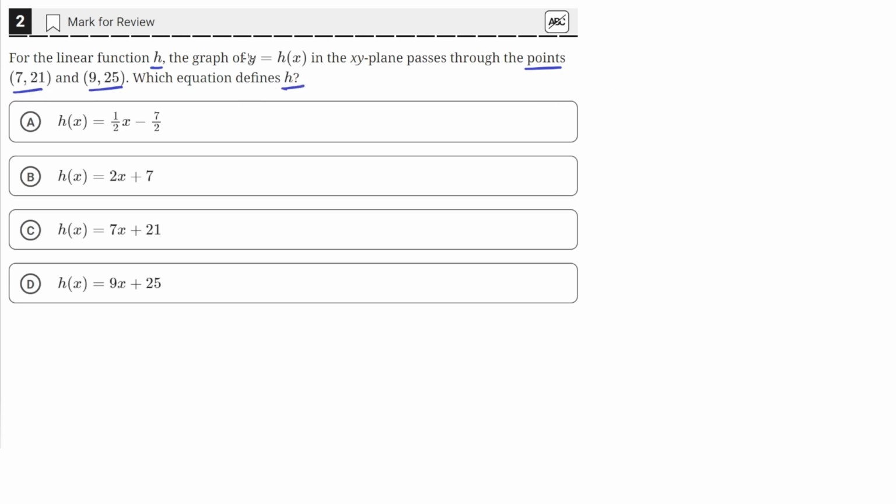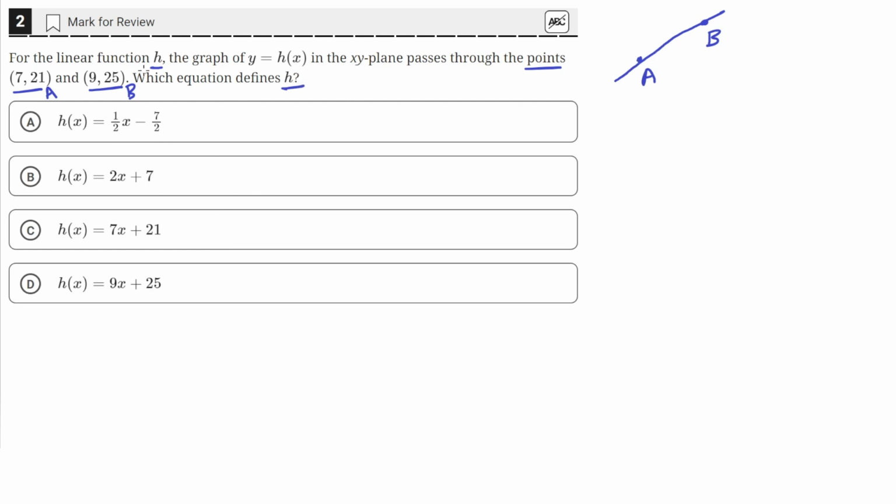So we have these 2 points, (7, 21) and (9, 25), on the xy plane, and they would look something like this, and a line passes through them. Here we'll call this point A and this point B. And we need to find which of these equations defines h.